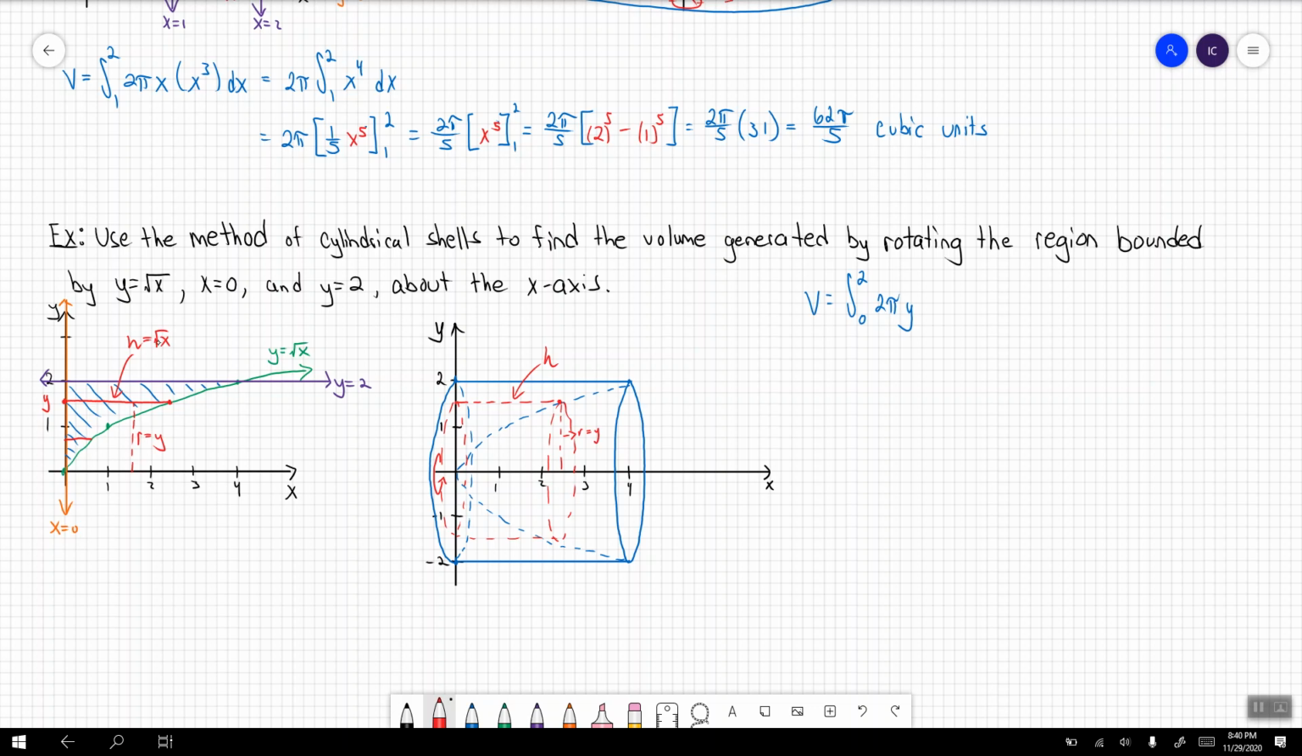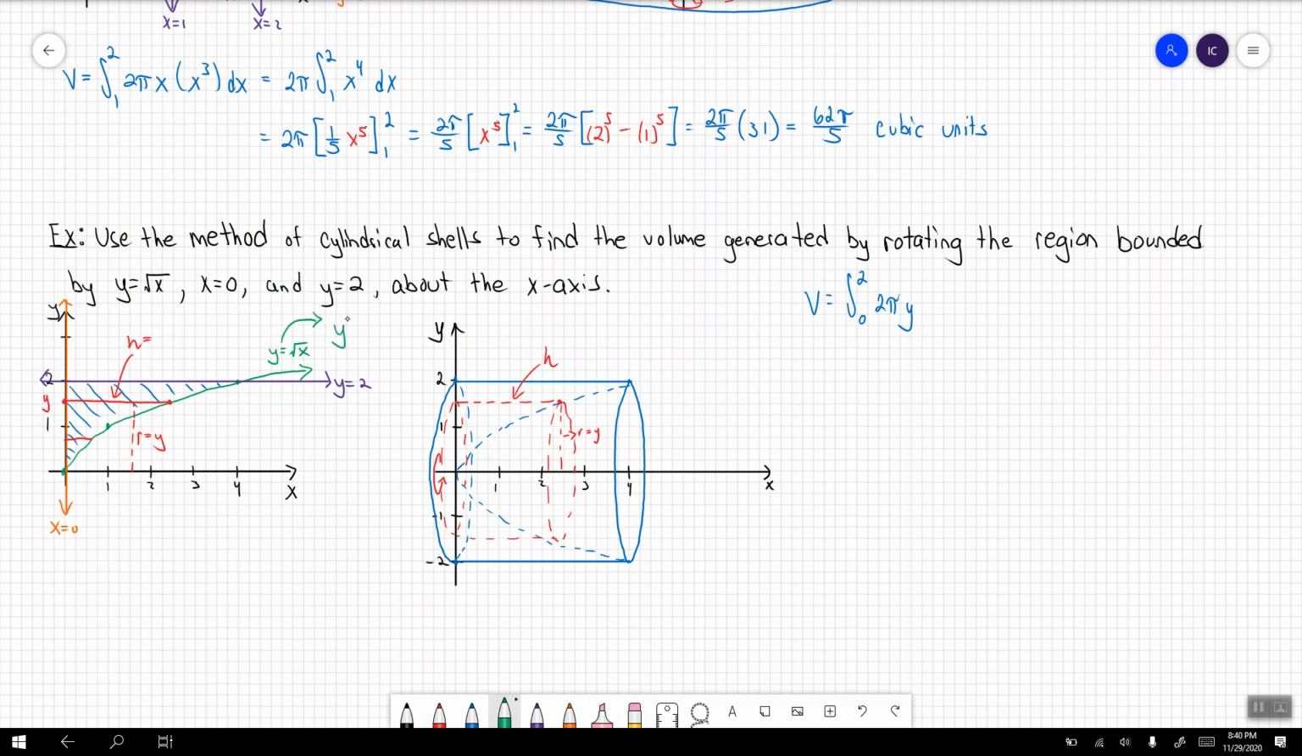But notice that height is in terms of x, but r is in terms of y. In other words, we need to integrate with respect to y. The function y is equal to the square root of x isn't in the form that we need it to be. So what we're going to do is manipulate this algebraically.